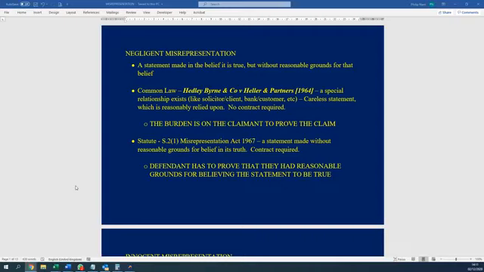But in that case there must be a contract, i.e. seller and buyer, and in that case the burden is on the defendant to prove that they had reasonable grounds for believing the statement to be true. And so if you're pleading any misrepresentation on the basis of a contract, it's probably best to rely on the statute rather than common law. In the common law, by the way, there's no contract required.